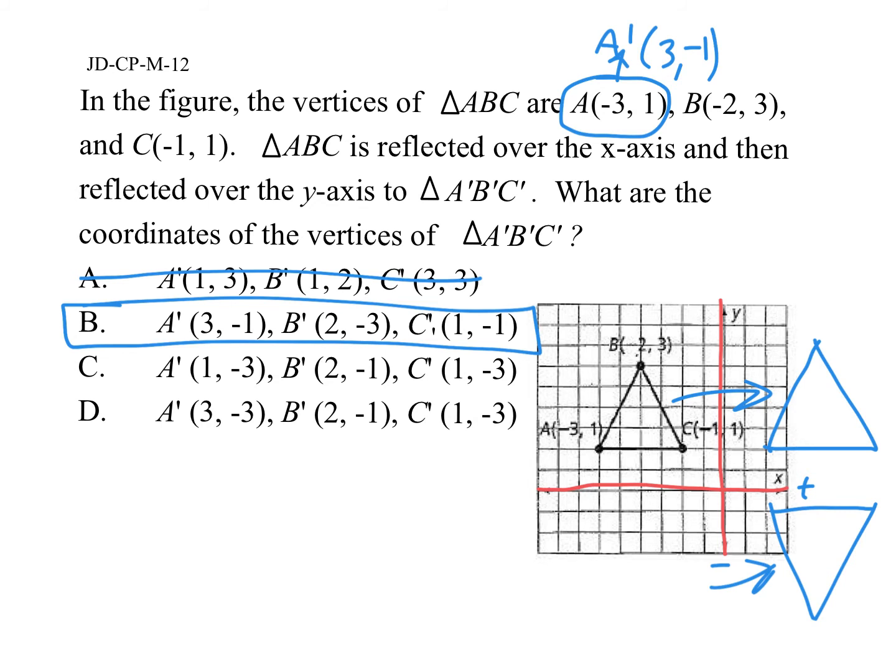And you could also on this one, each person could just take one point. You take point A, I'll take point B, you take point C, and every person just take their point and reflect it across the X and across the Y, and then see what all you get.